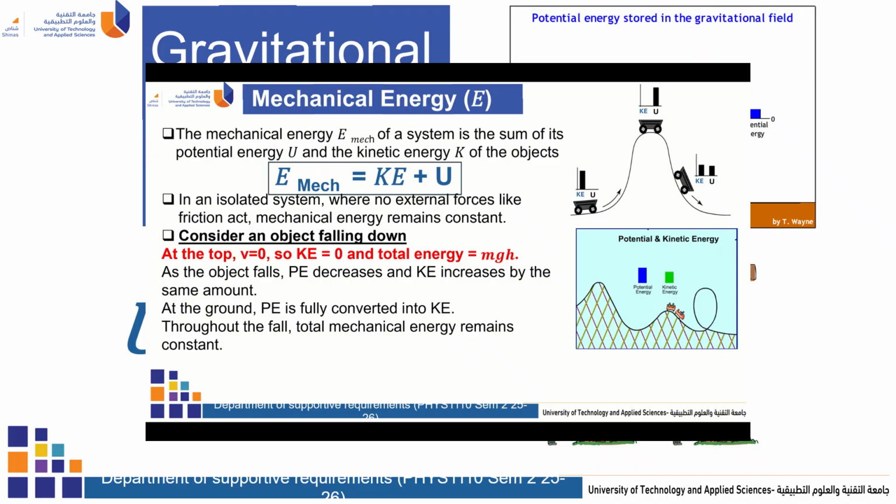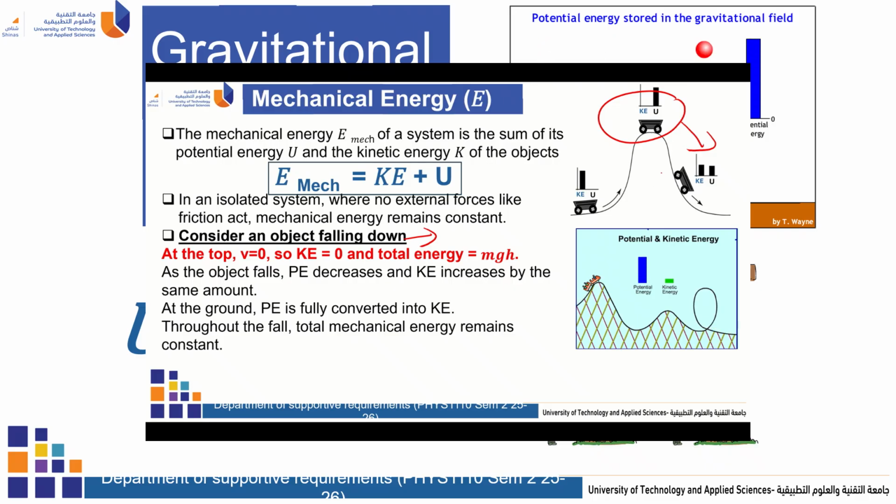Here some information is given. A little information is given about the kinetic energy and the potential energy by taking one example. So this is the example here. Now consider an object falling down. For example, this is the object and the object is falling down.